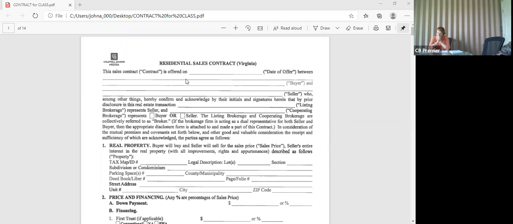Then we go down here, and who are you working for? That next paragraph just simply states who is representing who in the transaction. So it'd be Coldwell Banker, whoever the listing agent is, vice versa, however that works out.